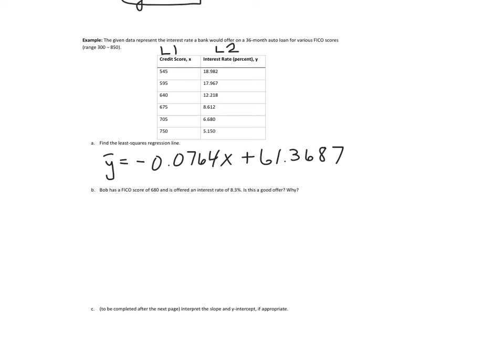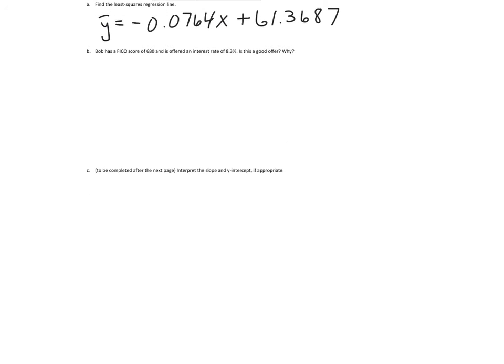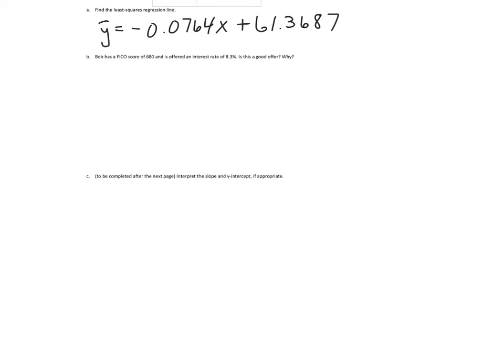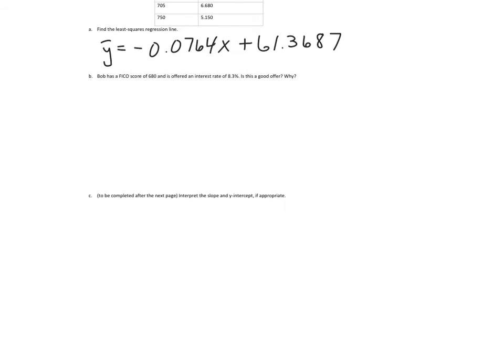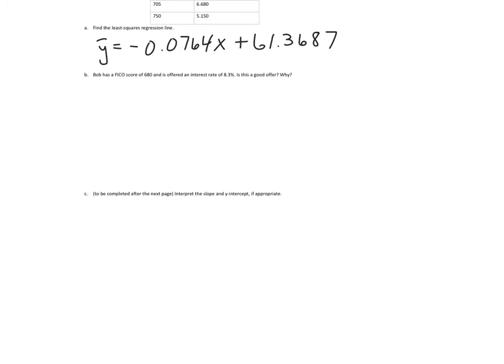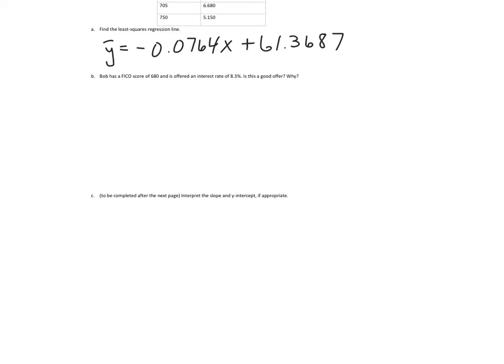All right, and let's see what this problem is asking us. So part B says Bob has a FICO score of 680 and is offered an interest rate of 8.3%. Is this a good offer, and why? Well, let's use our least squares regression line to see what the average interest rate would be. If this is above average, that's a bad offer. We don't like high interest rates. But if it's below average, that's a good offer because it's a lower interest rate. So to determine if it's a good offer, we'd have to know the average offer. All right, and y-hat predicts averages.